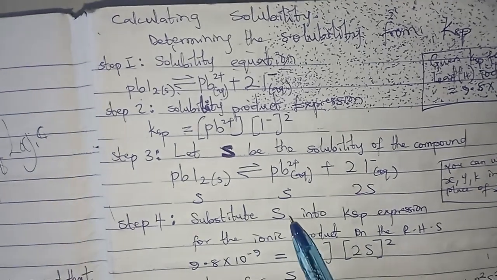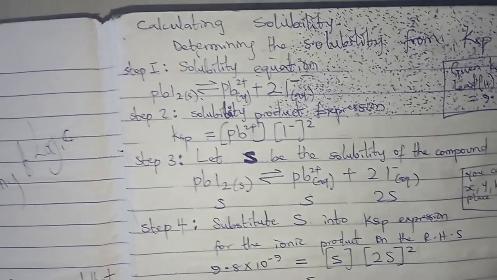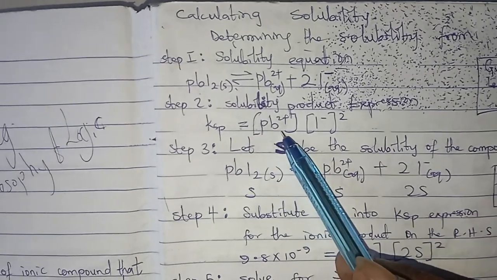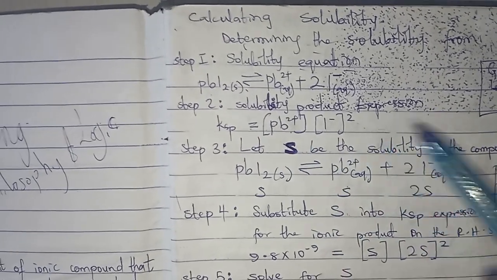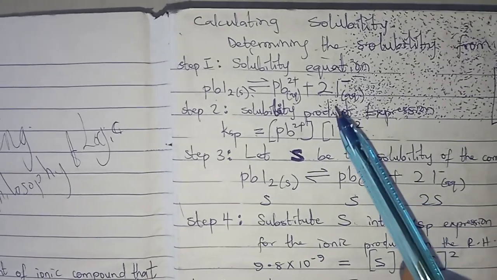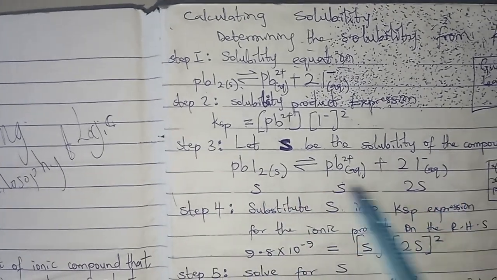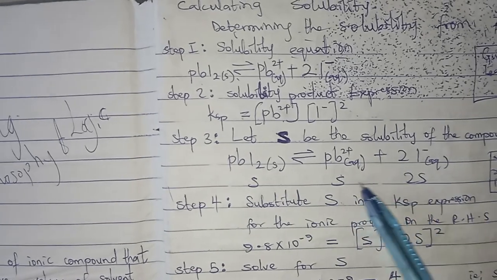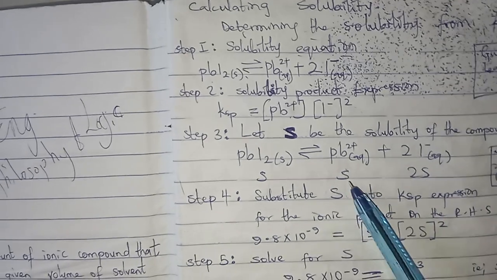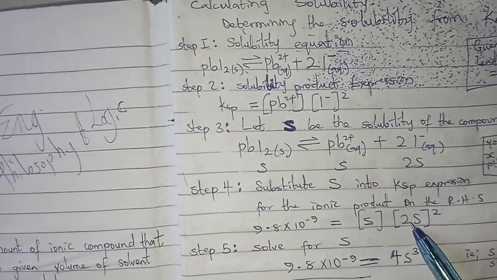So I now substitute S into the KSP expression for the ionic product on the right hand side. Inside the KSP expression, remember that with KSP, the solubility product, you just carry all the things that you have for S. Replacing it with S, because I don't know it, I will just carry it now. Anywhere I see that particular compound, I substitute.